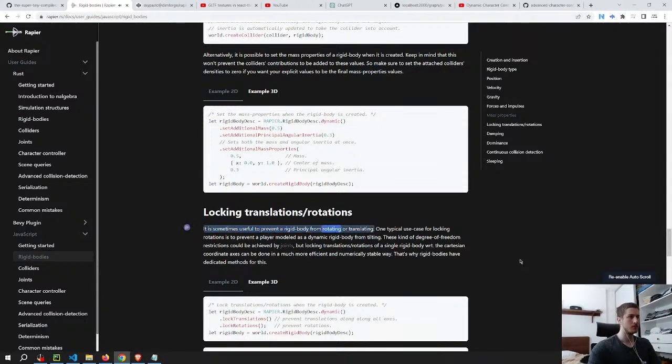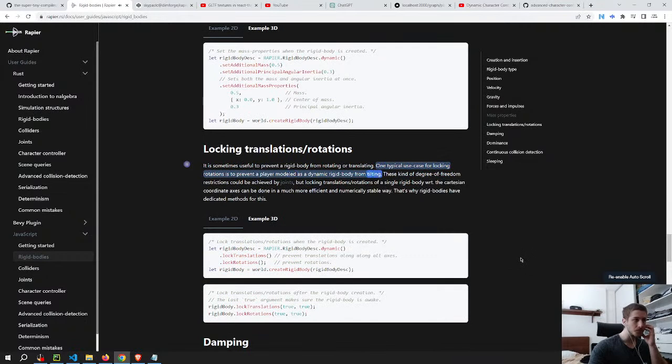It is sometimes useful to prevent a rigid body from rotating or translating. One typical use case for locking rotations is to prevent a player model, as a dynamic rigid body, from tilting. These kinds of degree of freedom restrictions can be achieved by joints, but locking translations/rotations of a single rigid body with respect to the Cartesian coordinate axes can be done in a much more efficient and numerically stable way. That's why the rigid body has a dedicated method for this.